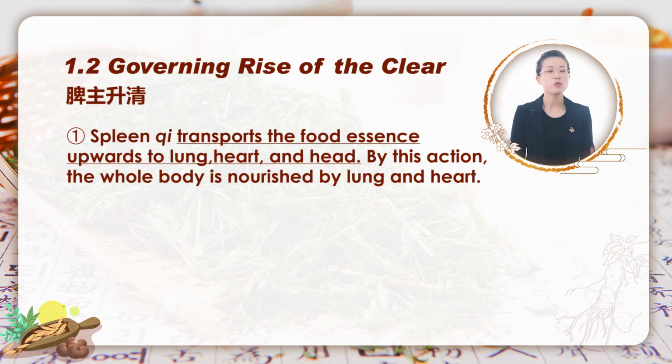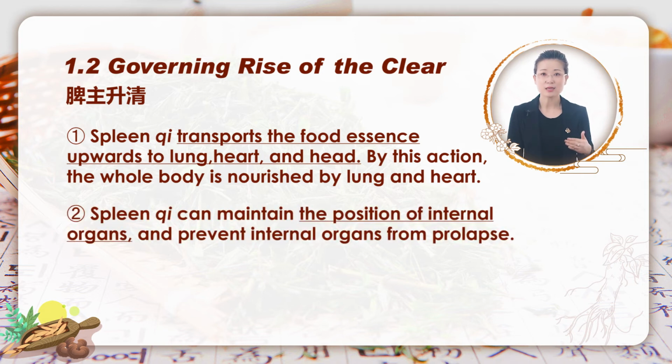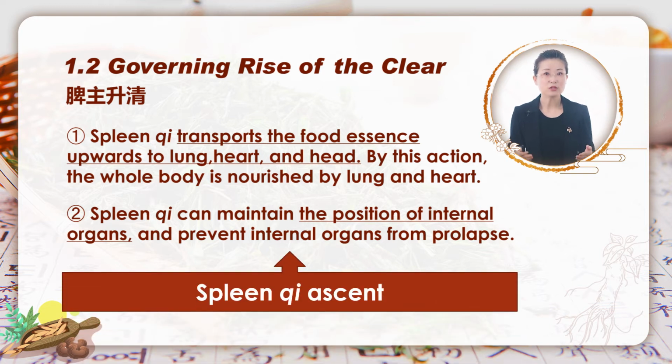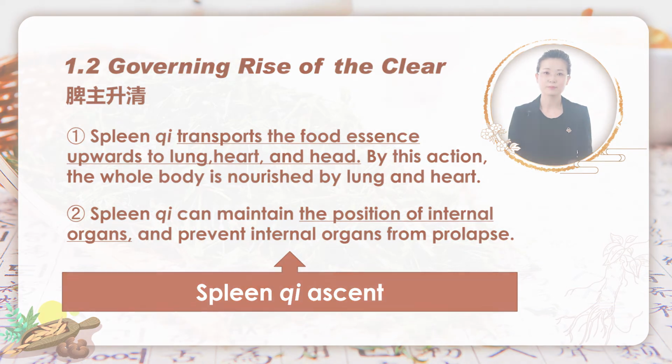Furthermore, there is one more implication in the function. Spleen qi can maintain the position of internal organs and prevent internal organs from prolapse. Both of them is based on the physiological characteristic of spleen qi, that is, ascending. What if the spleen qi fails in ascent? What will happen? You can think about it after class.